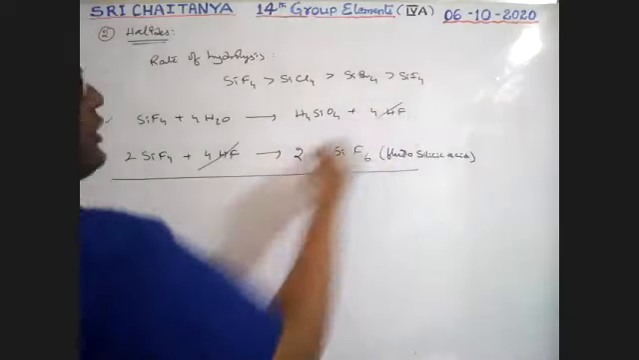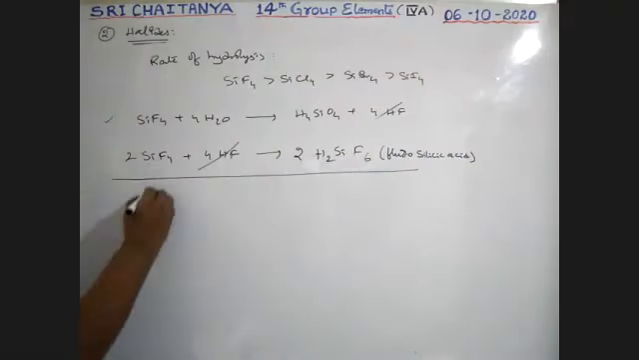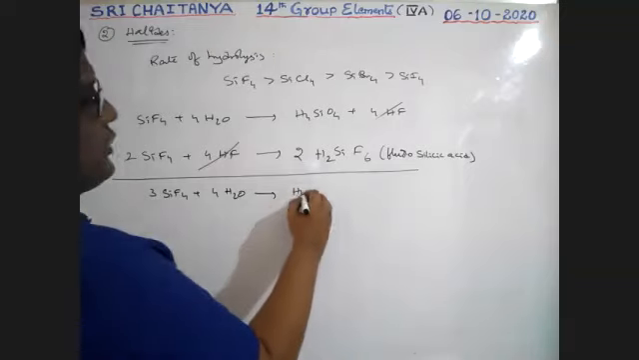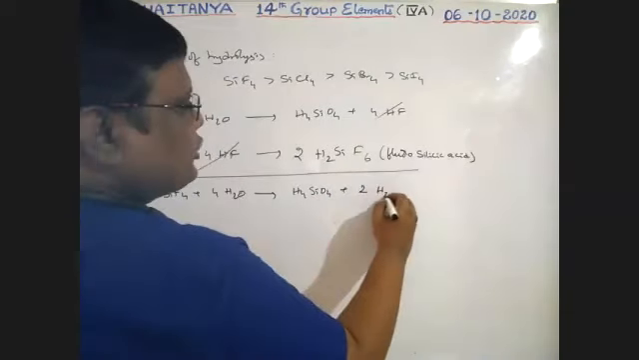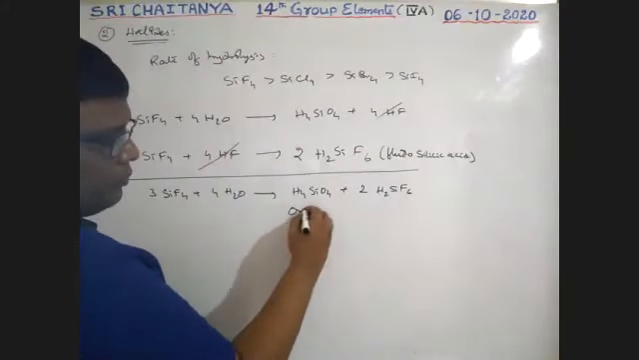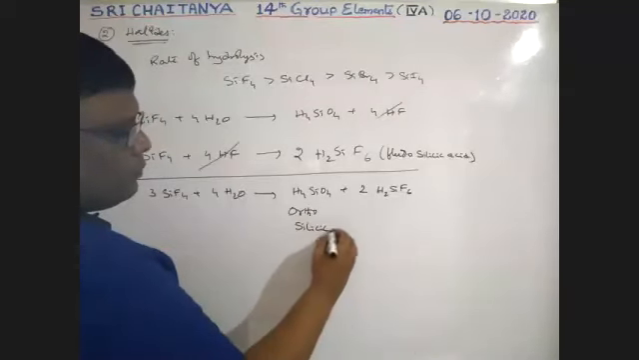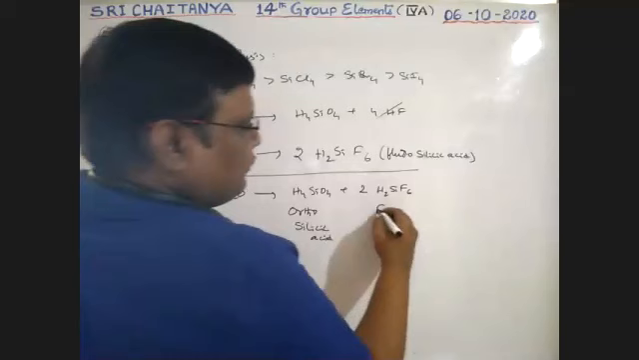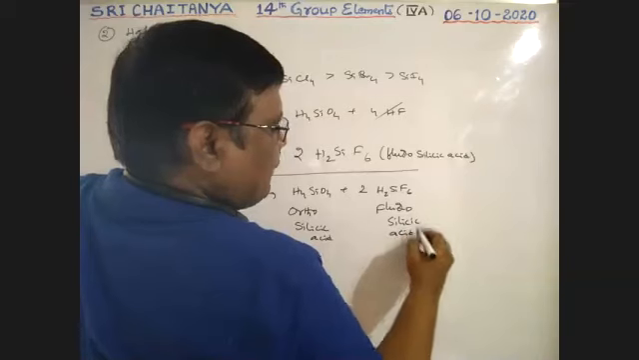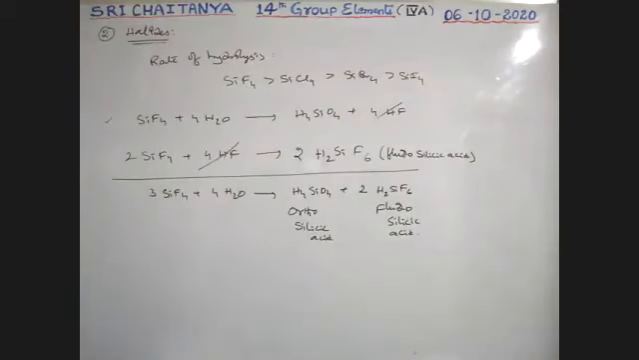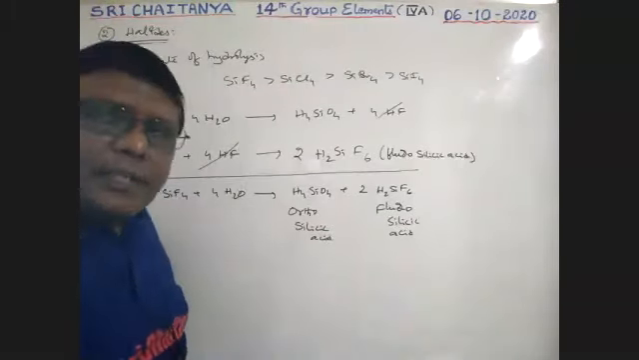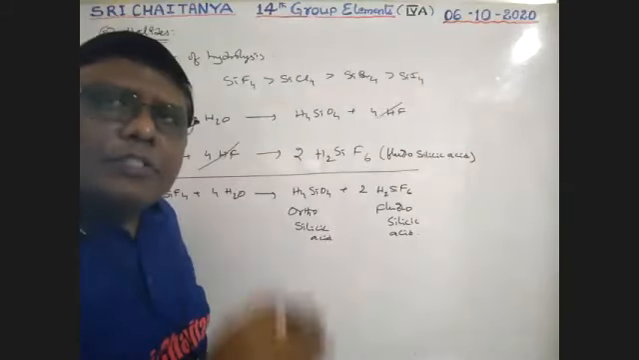Now add these two equations. These cancel, giving 3SiF4 plus 4H2O gives H4SiO4, orthosilicic acid, plus 2H2SiF6, fluorosilicic acid. So both are acid compounds that are formed. So this is about the reactions of our halides.